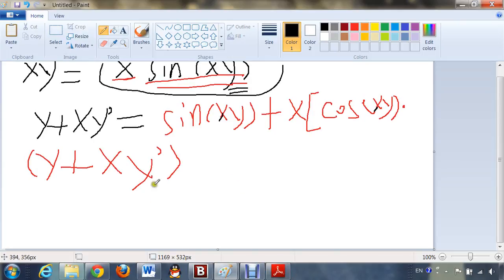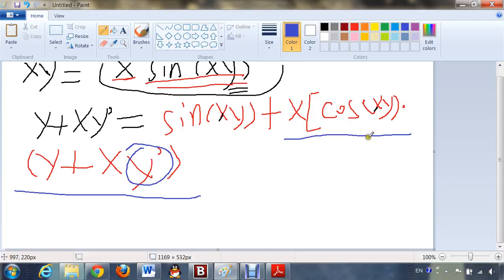To isolate y prime, first things first. Here's the product, and I'm using a blue underline here. This is a product, so we have to distribute first, because y prime is hiding inside here and we want to isolate y prime.